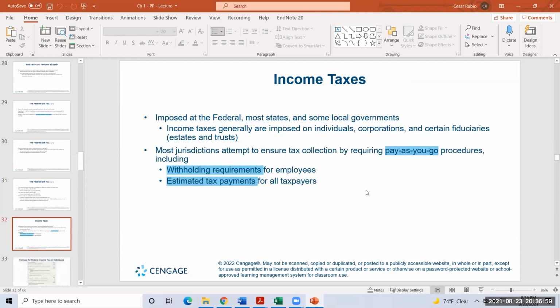So, income taxes. This is where we're going to spend most of our time. The requirement is for you to pay taxes as you go. As you earn the money, technically you should be paying the tax. If you're an employee, that's exactly what you're doing. As soon as you get paid, your employer will withhold the taxes. Your employer will pay the taxes on your behalf. So you're good there. But if you're self-employed, nobody's withholding anything.